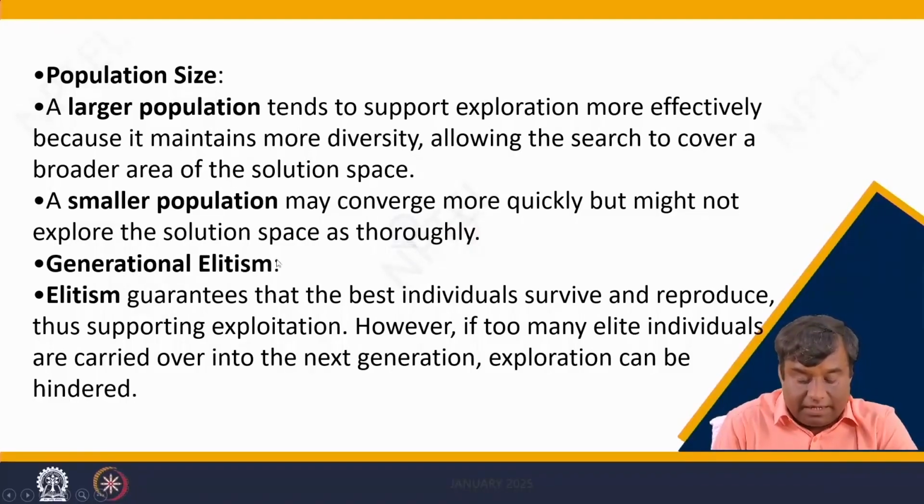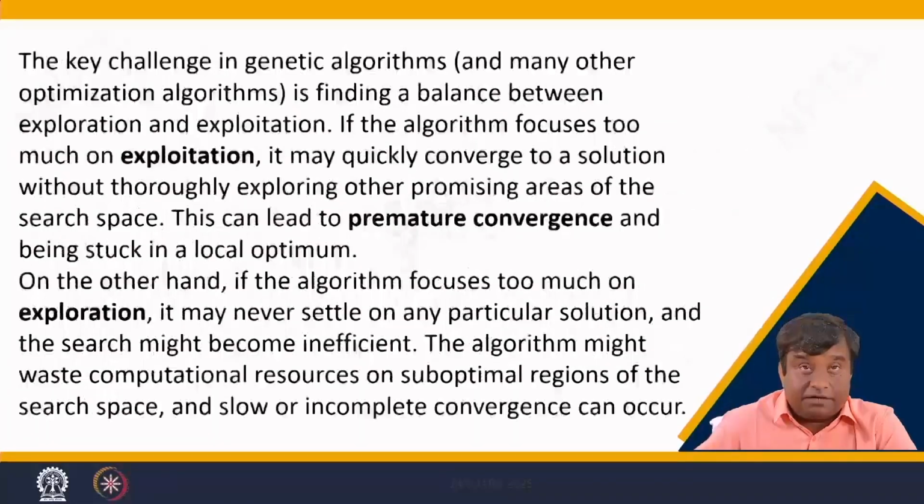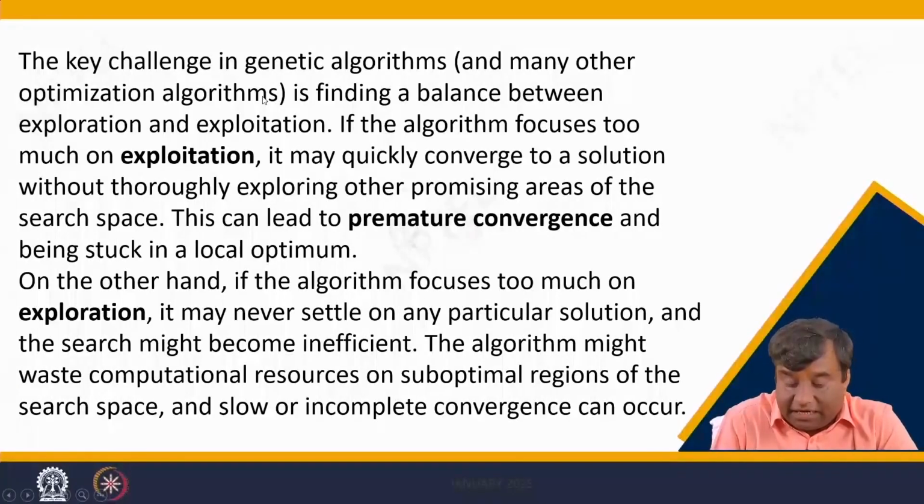Generational elitism. Elitism guarantees that the best individuals survive and reproduce, thus supporting exploitation. However, if too many elite individuals are carried over into the next generation, exploration can be hindered. The key challenge in genetic algorithms and many other optimization algorithms is finding a balance between exploration and exploitation. If the algorithm focuses too much on exploitation, it may quickly converge to a solution without fully exploring other promising areas of the search space. This can lead to premature convergence and being stuck in a local optimum.